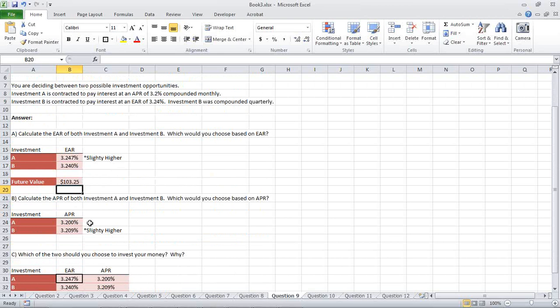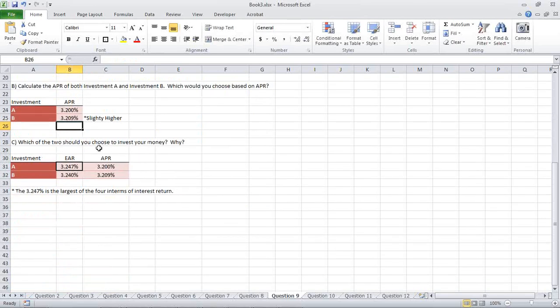From there, we're going to have to calculate our APR. For investment A, it already gives us it for 3.2%. For investment B, this is where this $103.25 comes into play. We're going to use our rate formula. 4 will be entered into the NPER. We're going to be using a negative 100 for the PV. The future value will be equal to that 103.25. The type will be set to 0 or end, and we're going to multiply times 4 again at the end to compensate for that quarterly compounding.